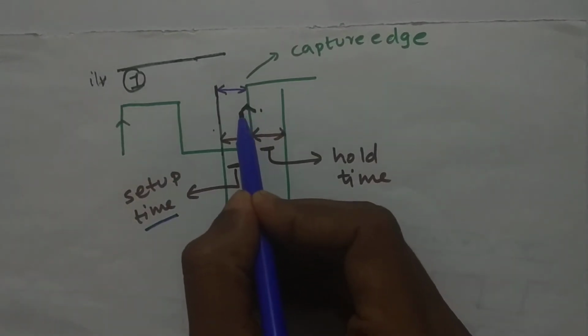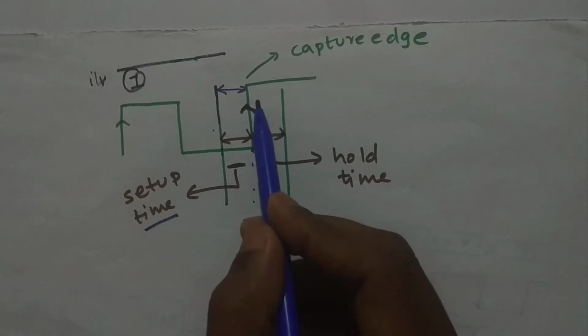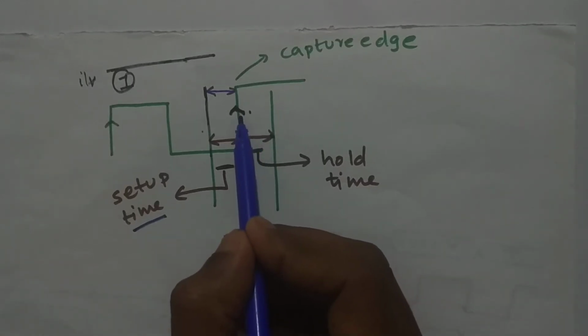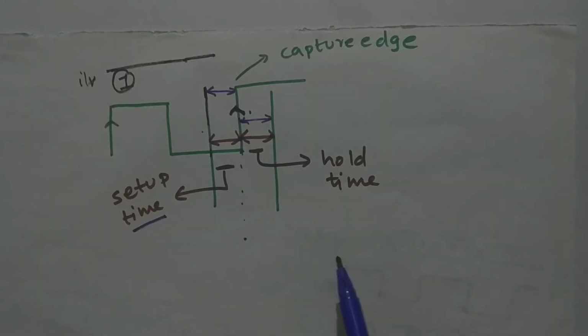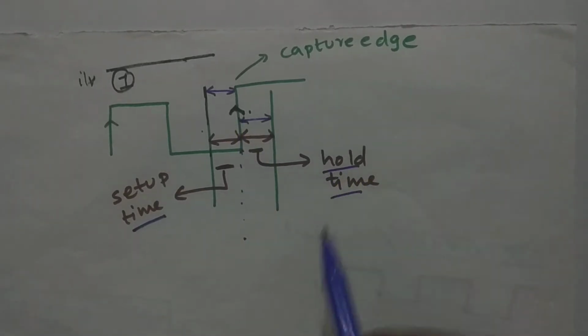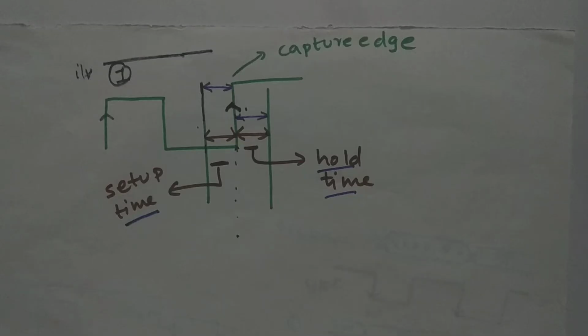After the capture edge, the data needs to be stable for a certain amount of time, and that is the hold time. I hope you know setup time and hold time. So now I'm going to discuss a condition where there is no clock skew. After that, I'm going to discuss where there is a clock skew.